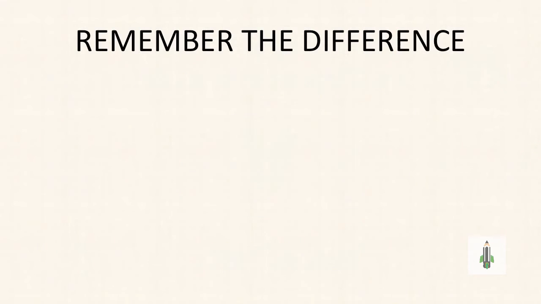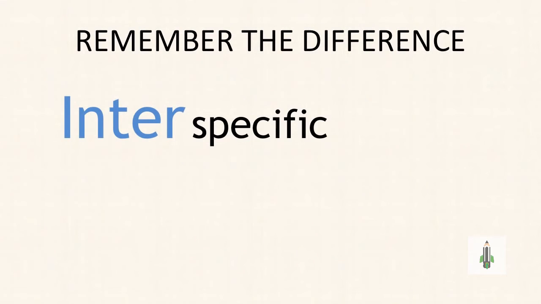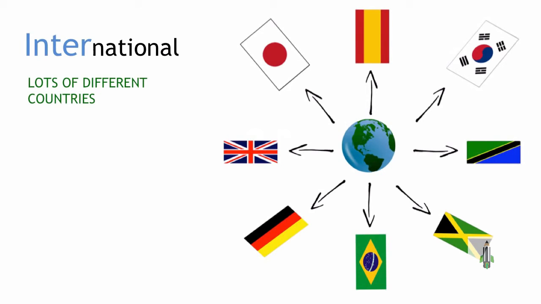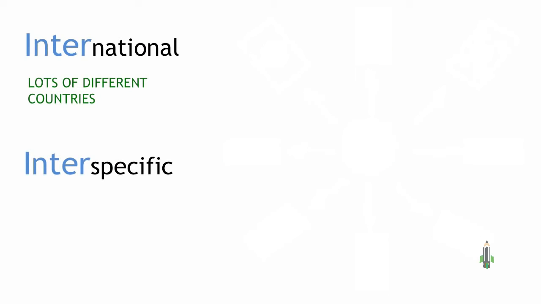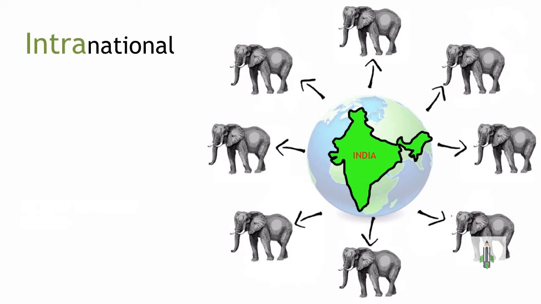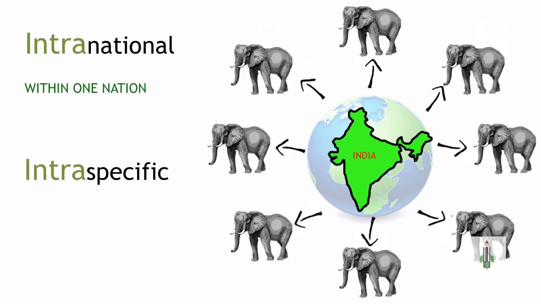To remember the difference between interspecific and intraspecific interactions, remember that international means between lots of different countries. So, interspecific interactions are between lots of different species. Intranational would be within one nation. So, intraspecific interactions involve members of one species.